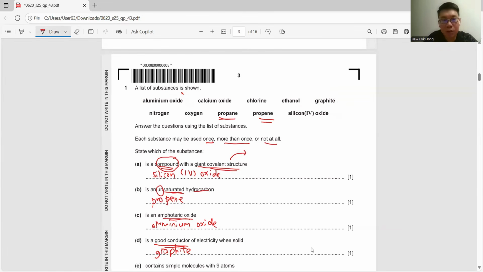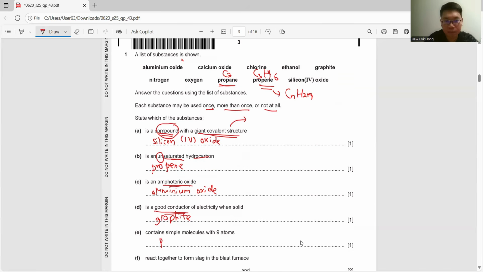Next, contains simple molecules with 9 atoms. Let's check these two. Prop means C3. According to the alkene group, it is CnH2n. Here we'll have H6. So in total there are 9. So we can confirm it is propene. Alkane is CnH2n+2, so that's 11 atoms. Other than this, you can also choose ethanol, CnH2n+1OH, which is C2H5OH. Ethanol also has 9 atoms, so you can choose either propene or ethanol.